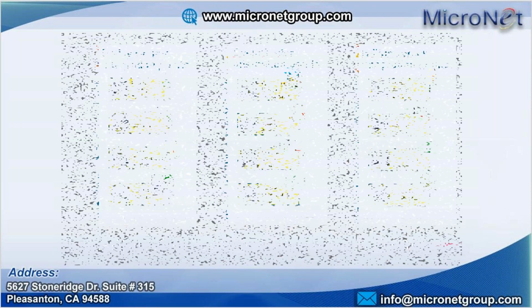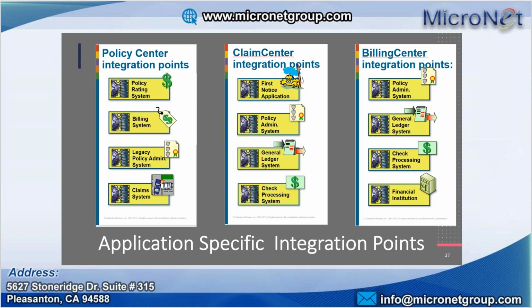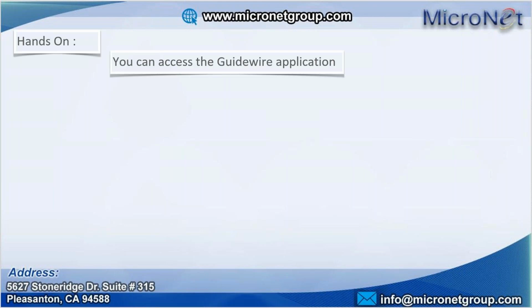And now we have all the application-specific integration points. Application-specific in the sense that for every application, say I have a policy application, claims and billing applications. So we can have some policy-specific integration points, ClaimCenter and BillingCenter.